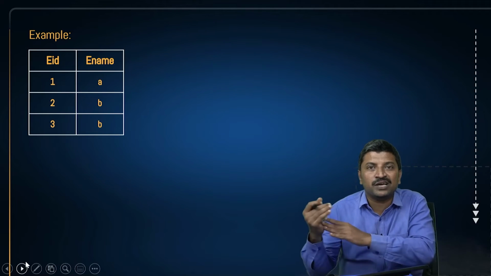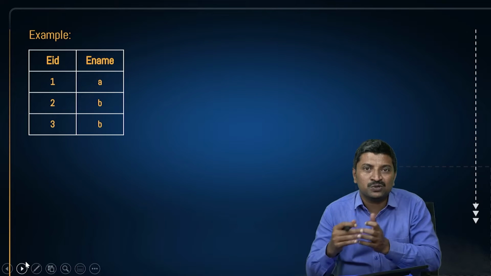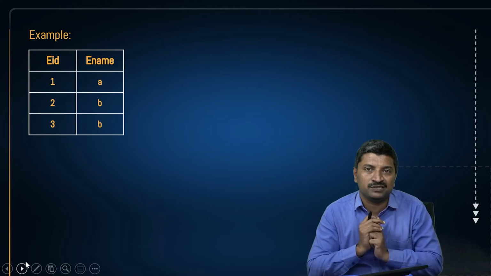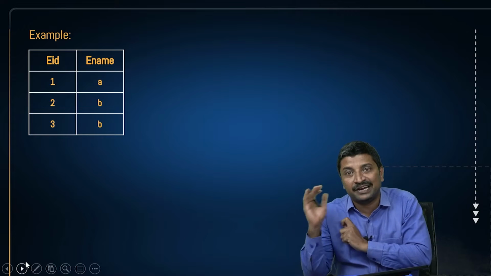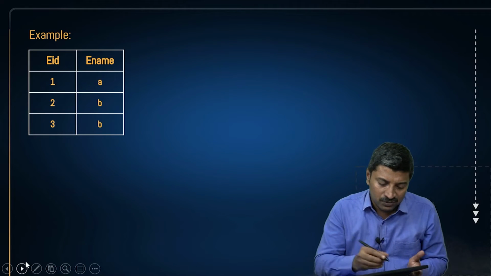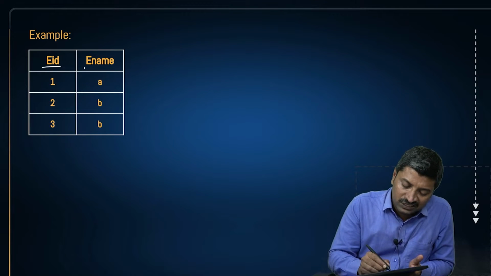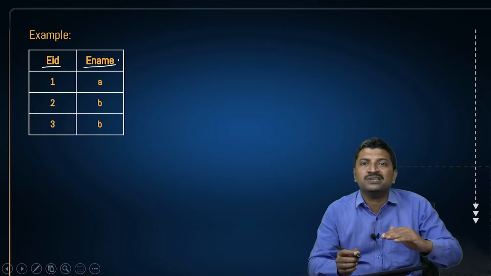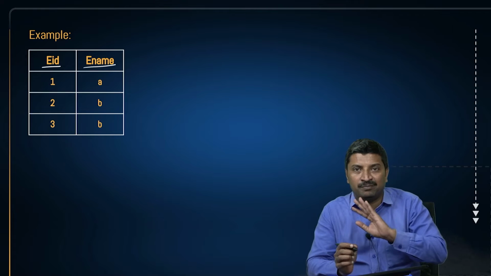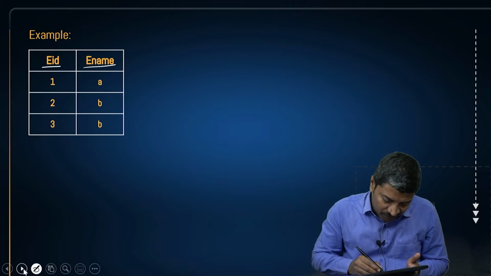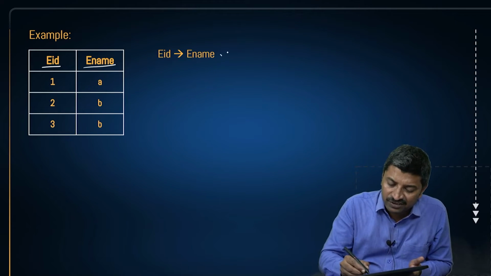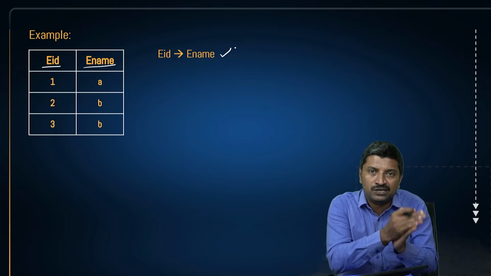So let us continue the examples of functional dependencies so that we will get familiarity with functional dependencies. Then we start problems on candidate keys. Is that clear? So let us consider a relation which is having two attributes: EID and ename, that means employee ID and employee name. Is it okay? So let us verify whether this functional dependency holds on this relation or not.